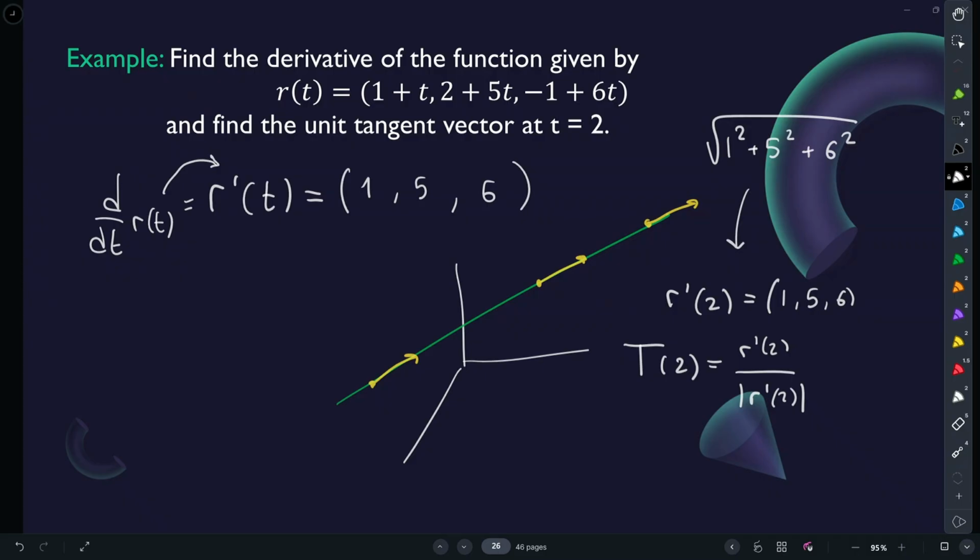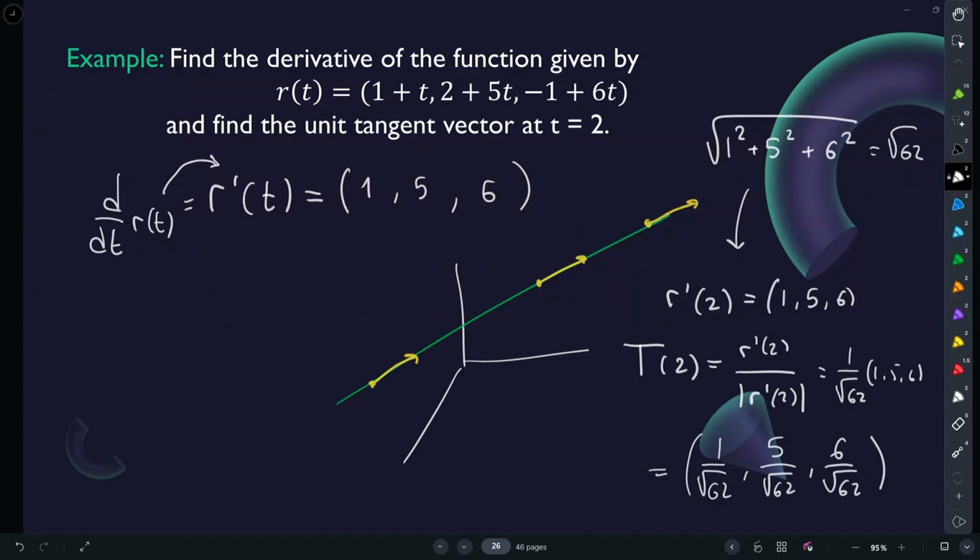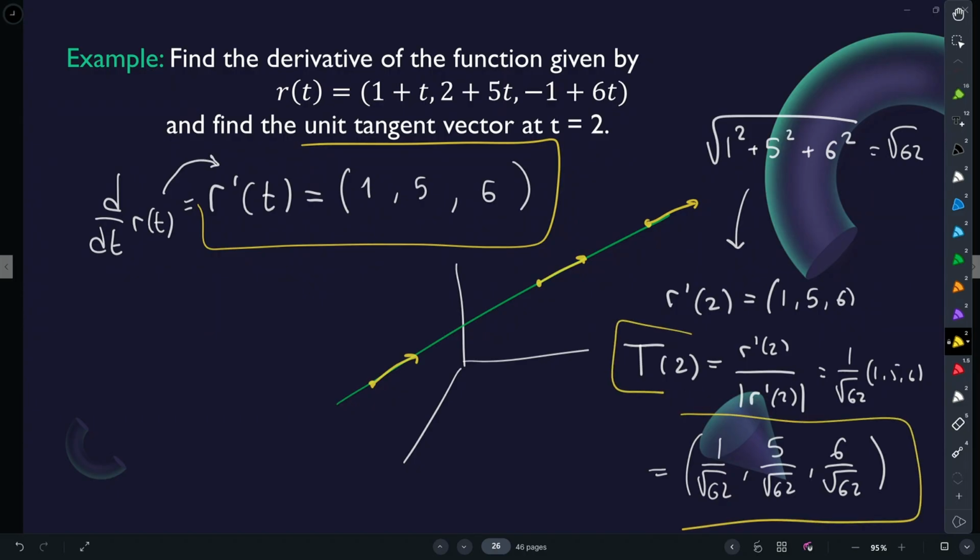That's 36 plus 25, 61. Is this 62? I think so. So it will be 156 divided by the square root of 62. So the unit tangent vector is 1 over the square root of 62, 5 over the square root of 62, 6 divided by the square root of 62. Okay, so those are the two things that we're looking for: the derivative and the tangent vector at 2.